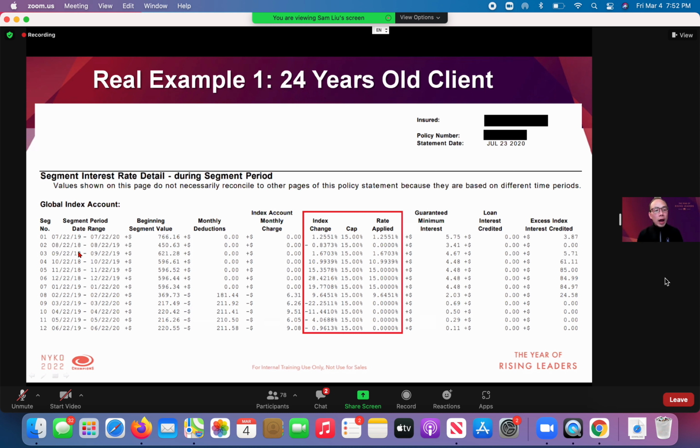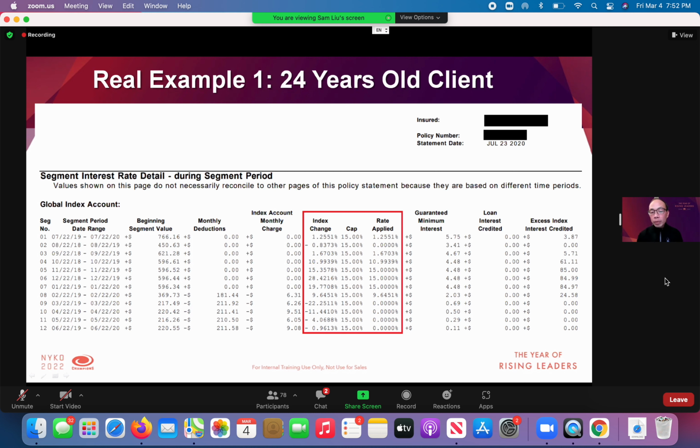Because there are too many numbers, they cannot follow, so I have to guide them and lead them. The client paid the money every month, July, August, September, October, November, and so on. You follow me? So the actual market is the index change. In July it's only 1.25 growth. The next month is negative, and then it went up. But the last three or four months are all negative.